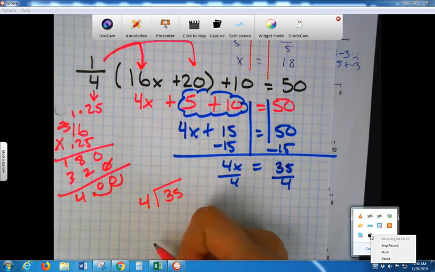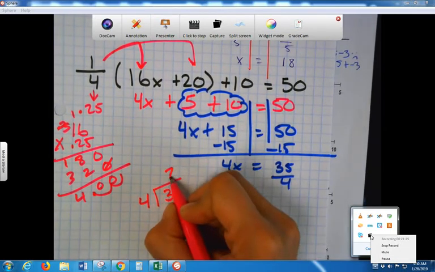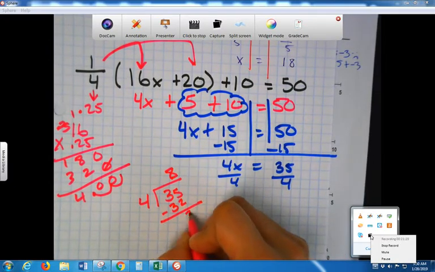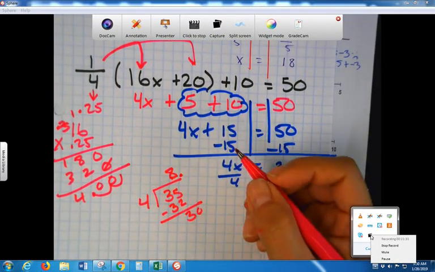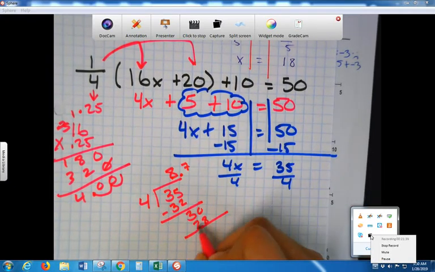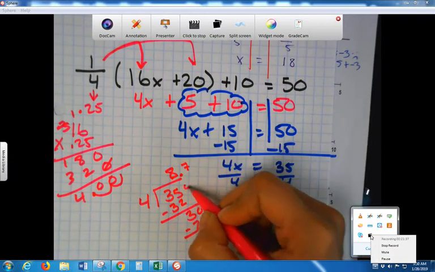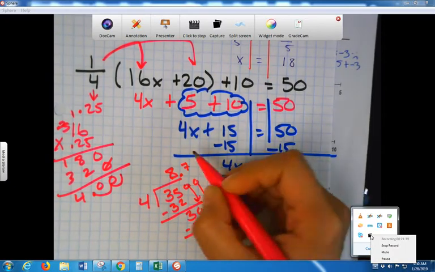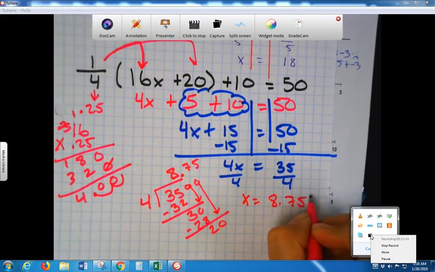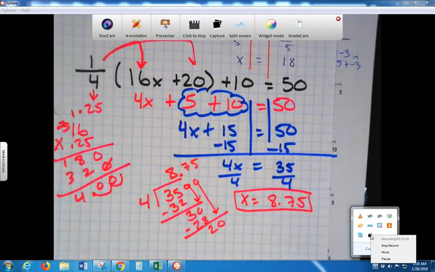Remember, it's similar to the problem we already had. 8 gives you 32. Remainder 3, decimal 0. 7 gives you 28. Remainder 2, 0. Yes, very good, kiddo. X is equal to 8.75. Wow, look at all that work.